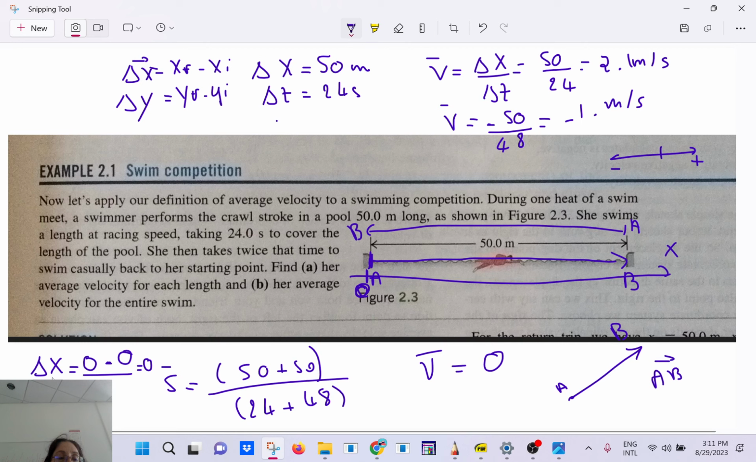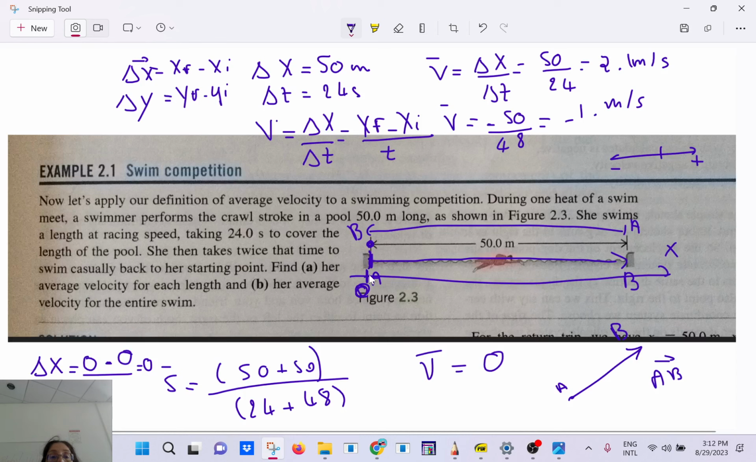Average velocity is zero because by definition, the average velocity is the change in position divided by the change in time. So change in position is the final position minus the initial position, divided by the time elapsed. You start here, your position is zero. You go for a walk or a swim, and then you go back. So the final position is zero. So zero minus zero is going to be zero. By definition, the average velocity is the change in position divided by time.